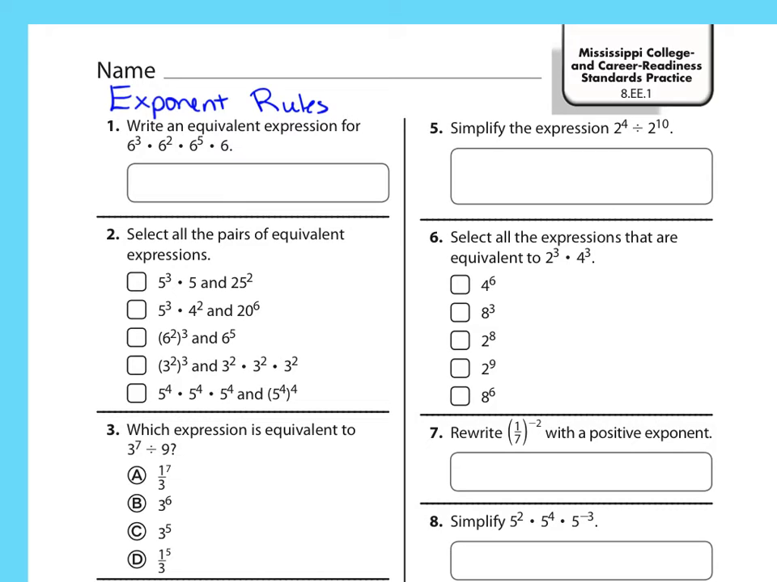Okay, so this is a mini lesson for EE1 and EE2. We're going to review exponent rules. You might want to write that at the top of this page. This is coming from your workbook, and this is the standard 8.EE.1 that we're going to cover first. So let's look at this first problem.